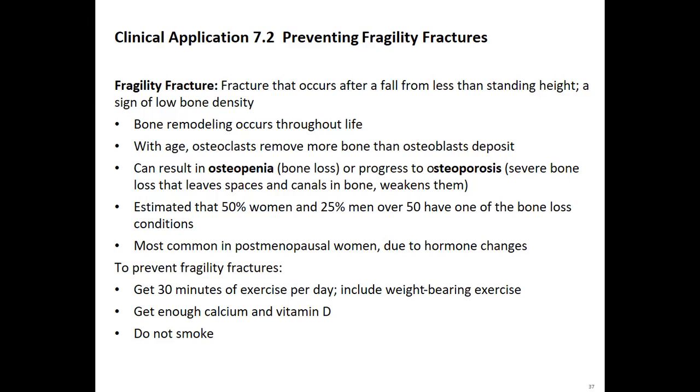If the osteoclasts continue to remove more of the bone than the osteoblasts actually deposit, then that person can end up with osteopenia, with some level of bone loss or lower amounts of bone loss, or it can progress to osteoporosis, where they have more severe bone loss that can leave spaces and canals in the bone that will then greatly weaken the bones. It's estimated that approximately 50% of women and 25% of men over 50 have one of the bone loss conditions.